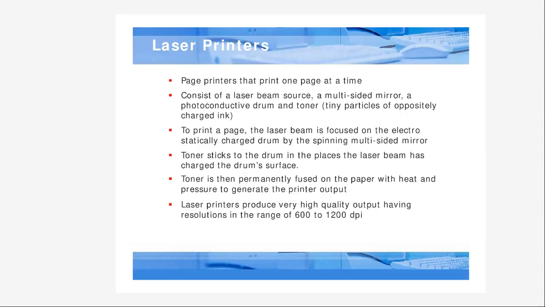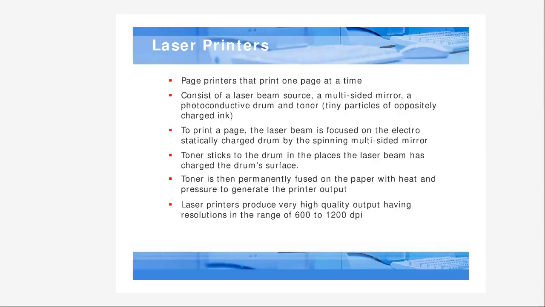Toner sticks to the drum in the places the laser beam has charged the drum surface. Toner is then permanently fused on the paper with heat and pressure to generate the printed output. So here instead of using ink, we are using toner. Toner is nothing but a charged ink. When you heat it using the laser beam and apply pressure, it is fused on the paper, through which you can print one page at a time.